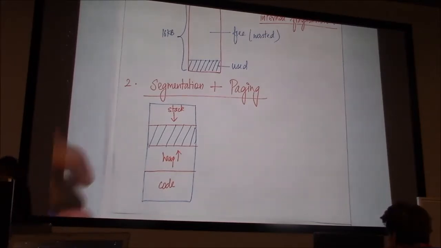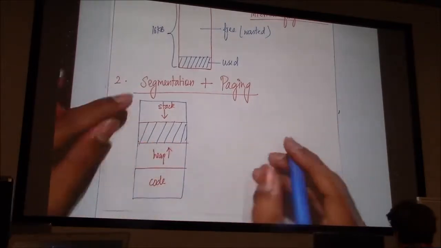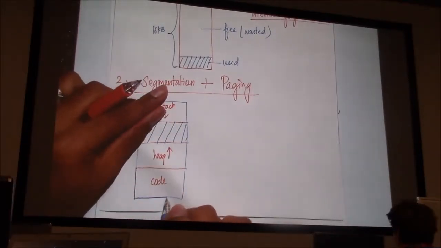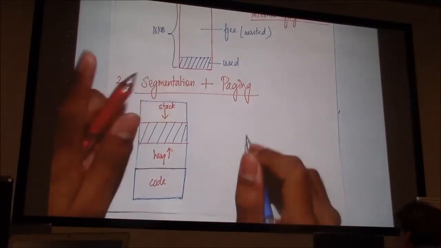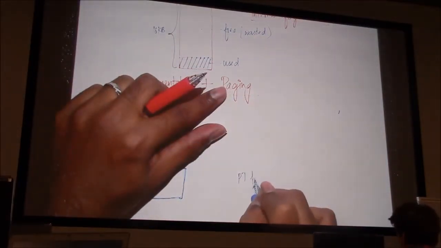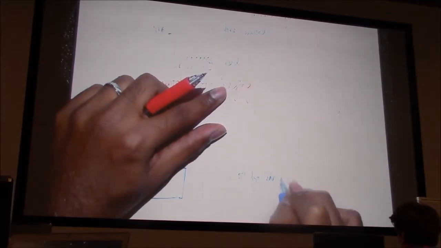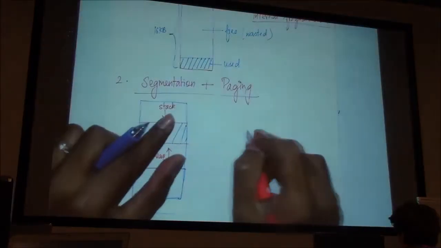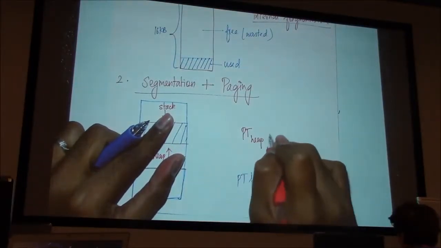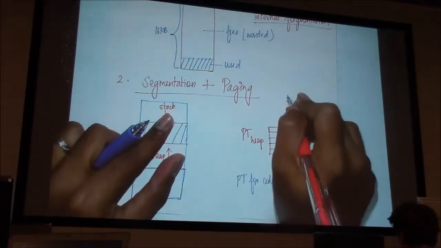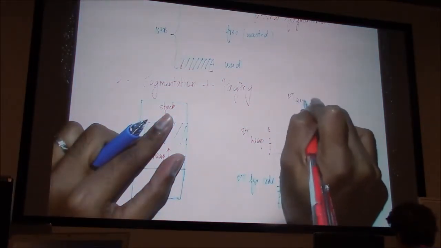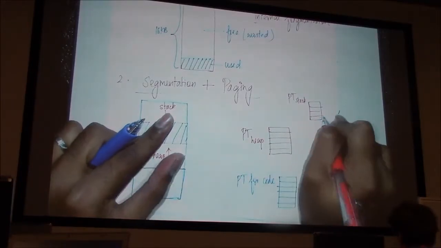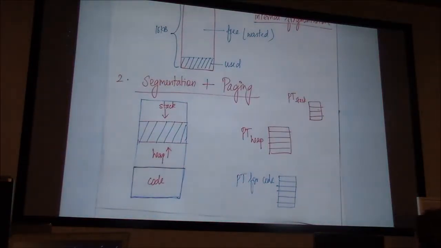So let's try to explain this idea. Here we are talking about taking this particular segment and having a page table for it. This is the page table for code. It will have its own page table entries. In a similar way, you will have a page table for heap, and you will have a page table for stack. Something like this. The idea was, can we do something like this? I just want to explain this more with a specific example.